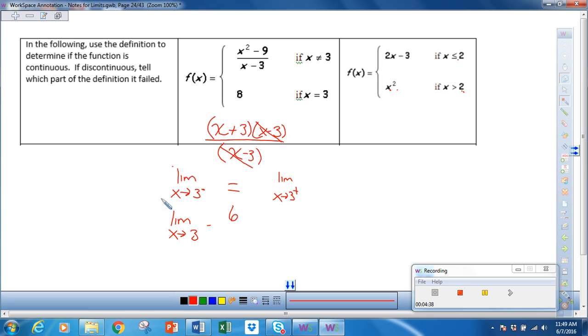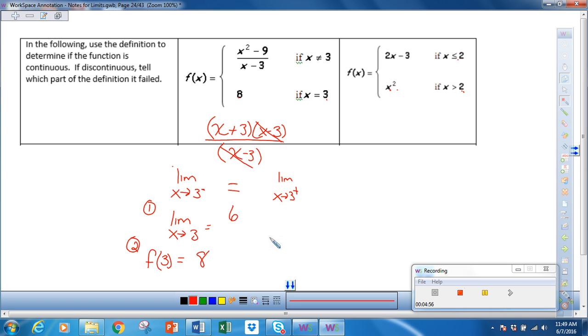So one part of the condition is met. The limit exists. Now the second thing says, does f of 3 exist? And it does, because f of 3 is equal to 8. So the second part of the condition is met.